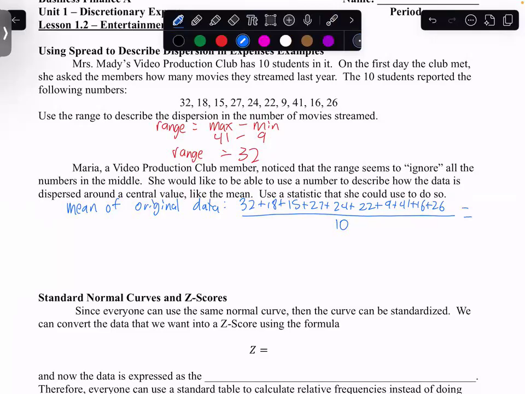Okay, just a reminder, if you're using your calculator, you need to make sure you add the numerator first and then divide by 10. I would recommend typing it in with parentheses around the entire numerator. Otherwise, only the 26 will get divided by the 10 when you want all the data points to get divided.